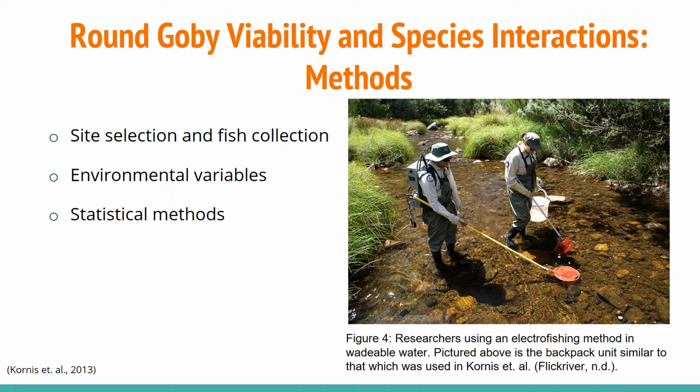CPUE, catch per unit effort measured in individuals captured per minute, was used to determine species density. In addition, round goby density was measured in four rivers, 3 sites per river for a total of 12 sites as part of this study.